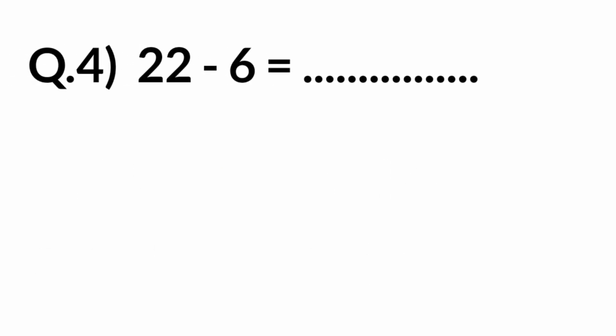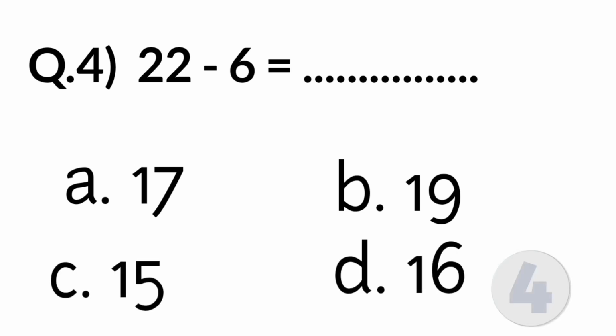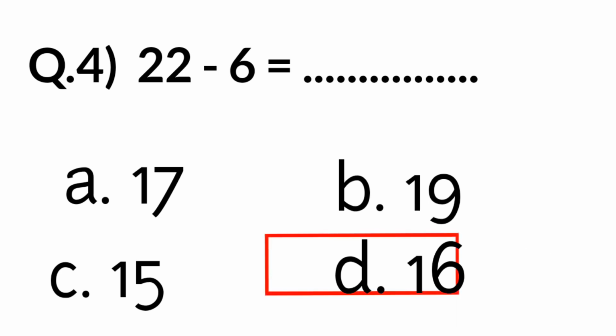Question number 4. 12 minus 6 is equal to option A 17, option B 19, option C 15, option D is 16. The correct answer is option D 16.